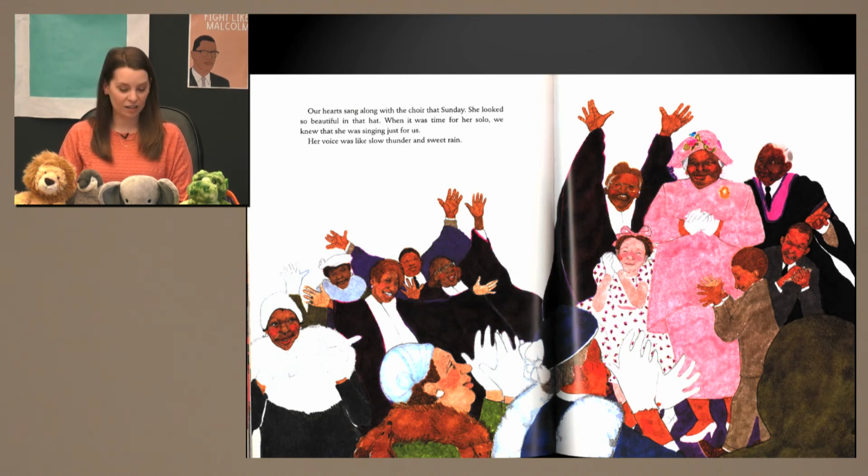Our hearts sang along with the choir that Sunday. She looked so beautiful in that hat. When it was time for her solo, we knew that she was singing for us. Her voice was like slow thunder and sweet rain.